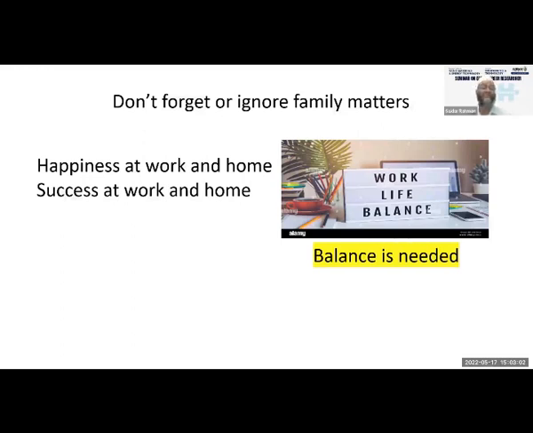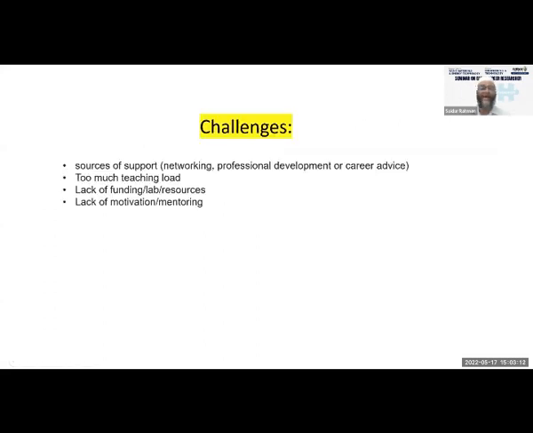So happiness must be at work and at home. Success at work and home. This must be balanced activities in your life. Challenges, I think Dr. Monirul will be talking about: lack of funding, lab resources, lack of motivation, mentoring. These are the challenges I think we'll share at the end as well.